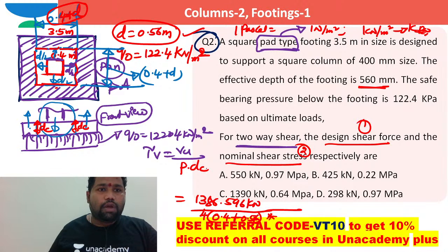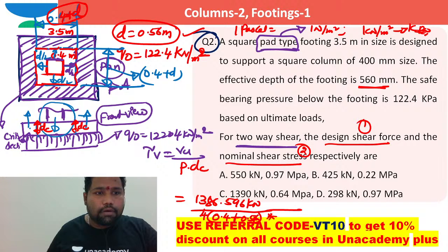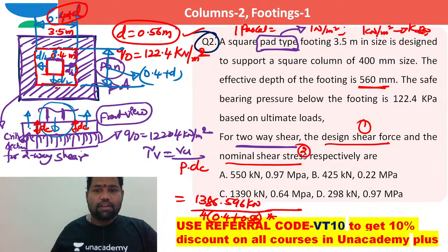Into this, I need the depth of the footing at the critical section. What is the depth of the footing at the critical section of two-way shear? This red line is the critical section for two-way shear. So the value of dc is 0.56.